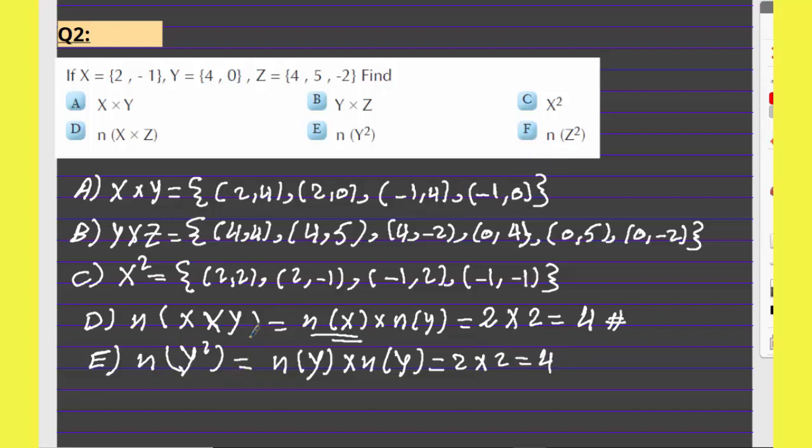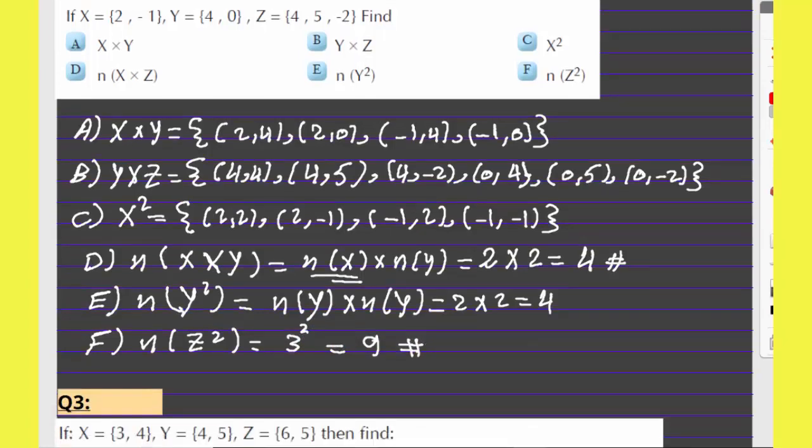N of z2, it is F here. N of z2. How many elements in z? 1, 2, 3. So we can write 3 power 2, which equals 9. 9 elements.